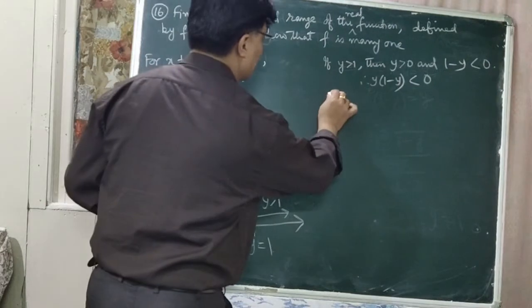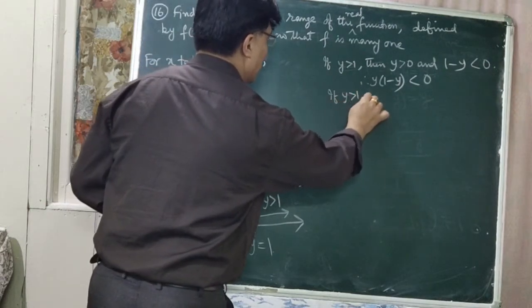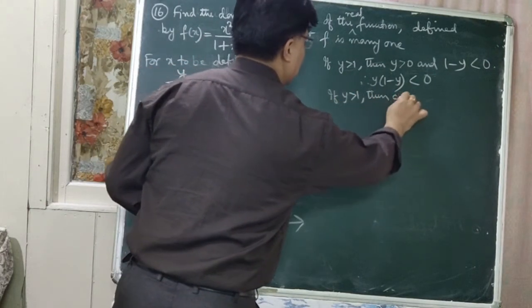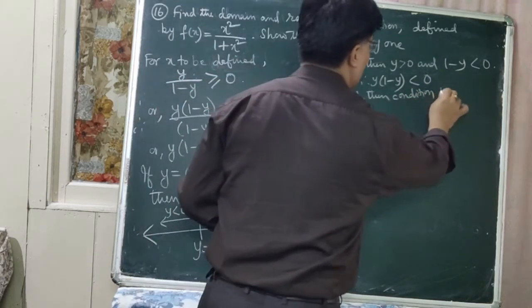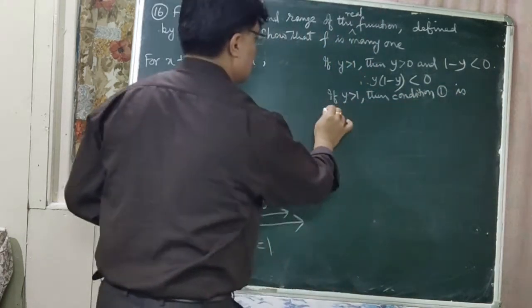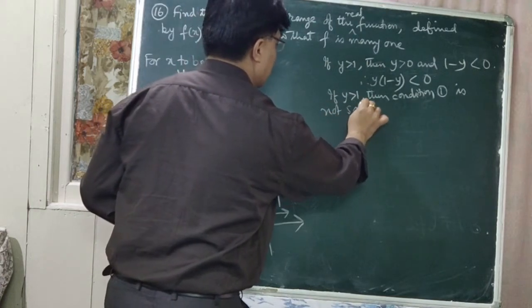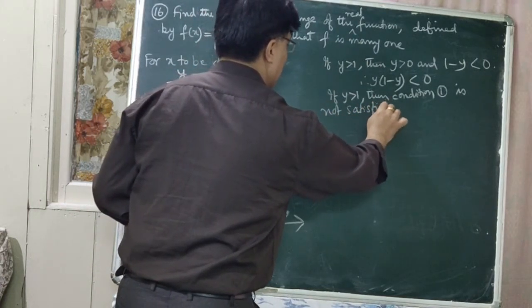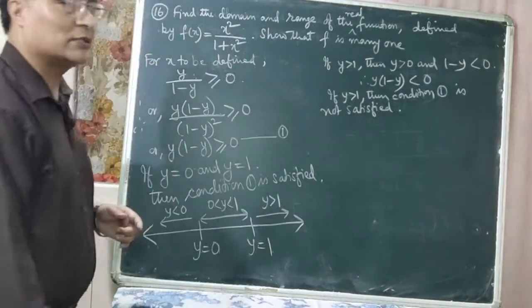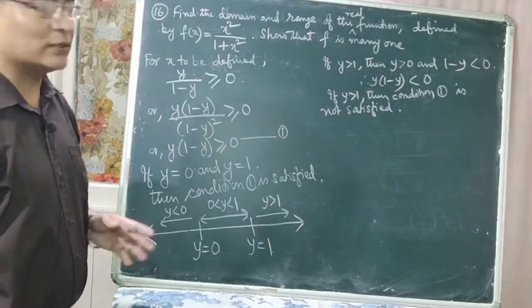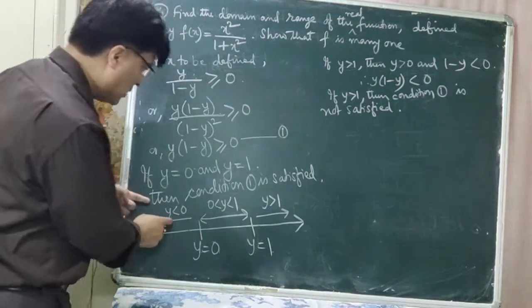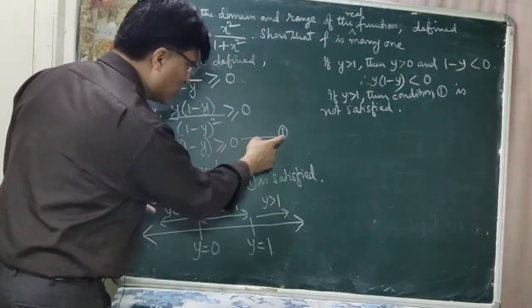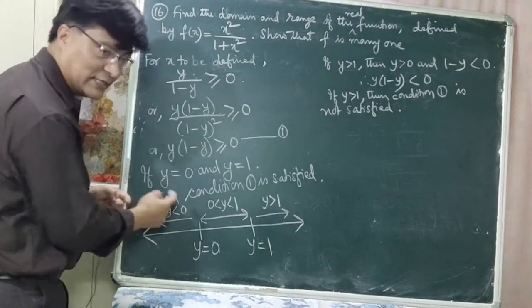So you can write here, if y is greater than 1, then condition 1 is not satisfied. So I think you have understood it. Okay, so next, let us check whether this condition 1 is satisfied or not when y is less than 0.